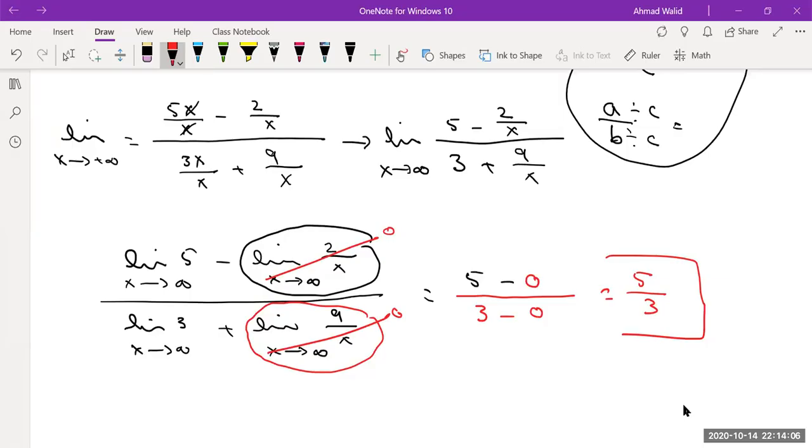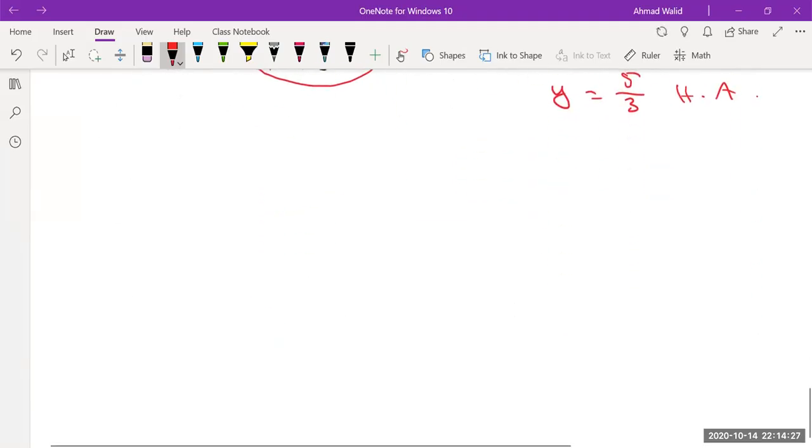What does it mean in graphing? y equals 5 over 3 is your horizontal asymptote for the given function. If it's not a limit, and they just give you this problem as a function, y equals 5 over 3 will be your horizontal asymptote. Correct? Not that difficult.